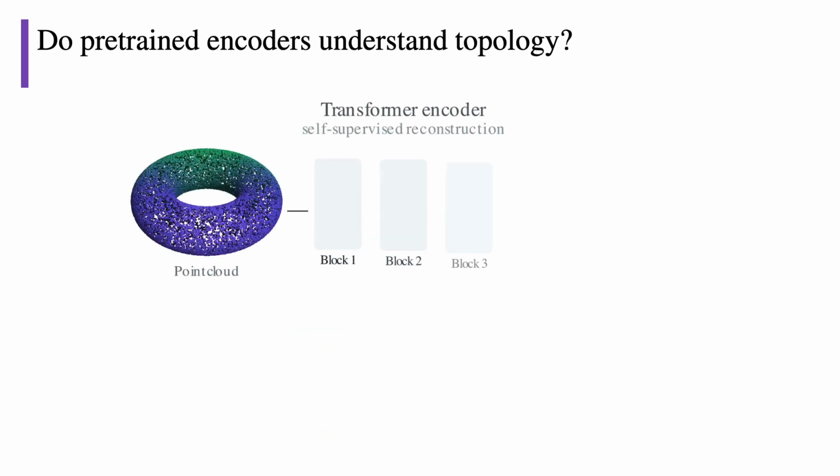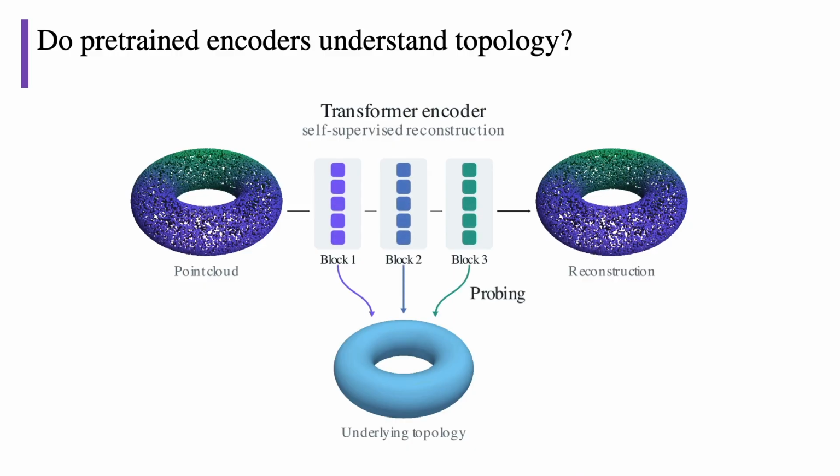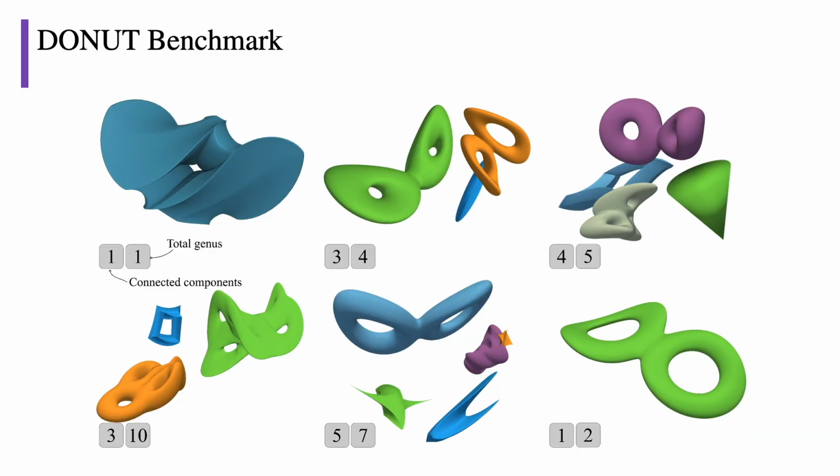Recent transformer-based 3D point cloud encoders are incredibly powerful, but we wanted to ask a fundamental question. Do pre-trained encoders actually understand topology? To quantify this, we introduced Donut, a dataset of manifold structures. Donut consists of nearly 30,000 synthetic 3D meshes. It features perfectly balanced topological annotations. Specifically, it labels the number of connected components and the total genus of the shapes.